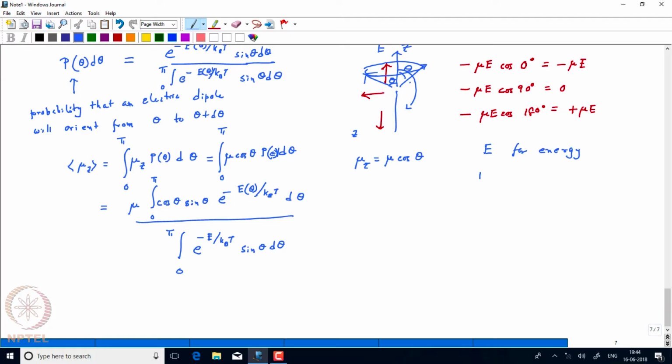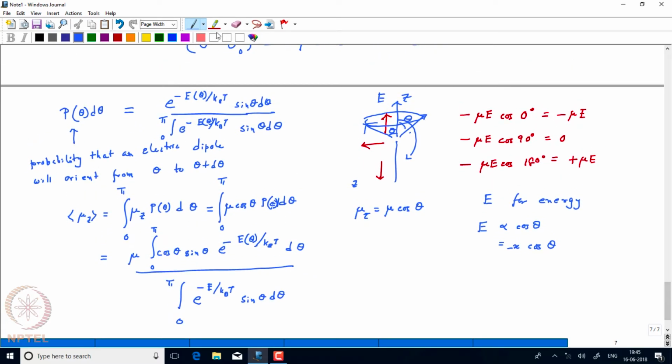So, we can write the energy as something proportional to cos theta. Let me just write it as x cos theta with a negative sign, where x is basically the electric field. Let me actually write the E as Ez, then probably it will be clear. Or we can use a slightly different notation.